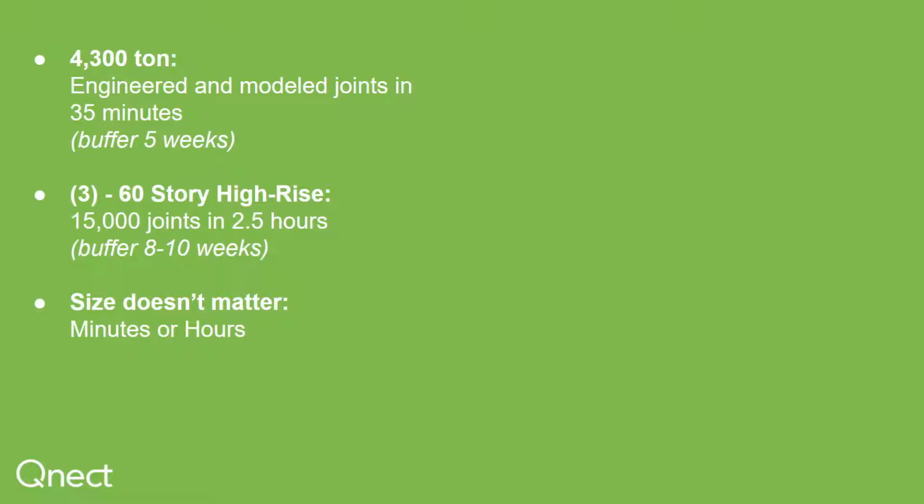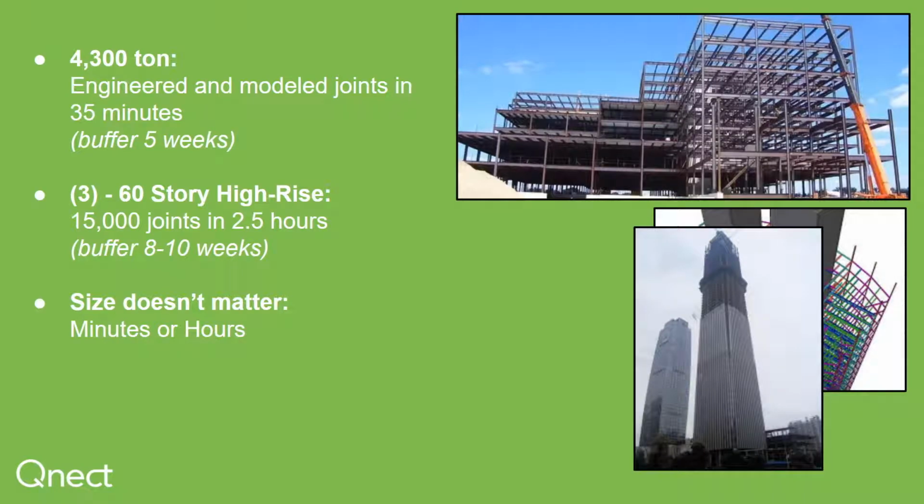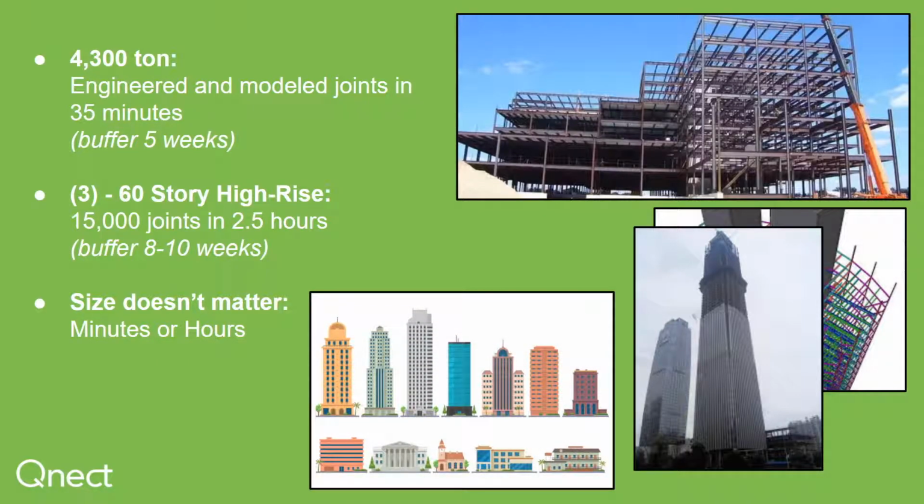So some context: a 4,300 ton project, engineered and modeled joints in 35 minutes, buffer of 5 weeks. We're also working on 3 60-plus story high-rises right now. 15 joints in 2.5 hours gives us a buffer of about 8 to 10 weeks. And size, small, large, doesn't really matter for us. It's all relevant. This will also apply to your estimating phase if you desire.